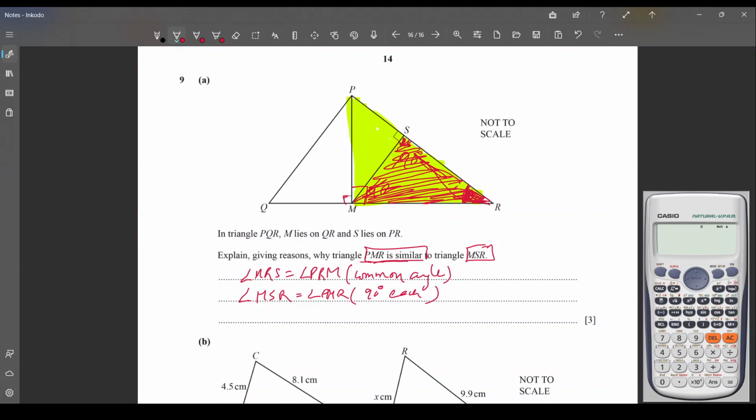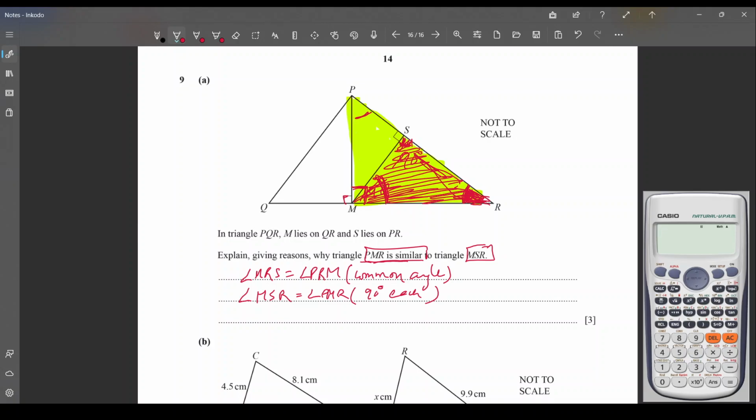Then, if one is 90 and other angles are equal, then the one more angle that is left will be equal to each other, right? So the one more angle that is left will be this one, this angle, right? Because this angle is common, that is equal to each other. This is 90 and this is equal, so one more angle is this one and this one.